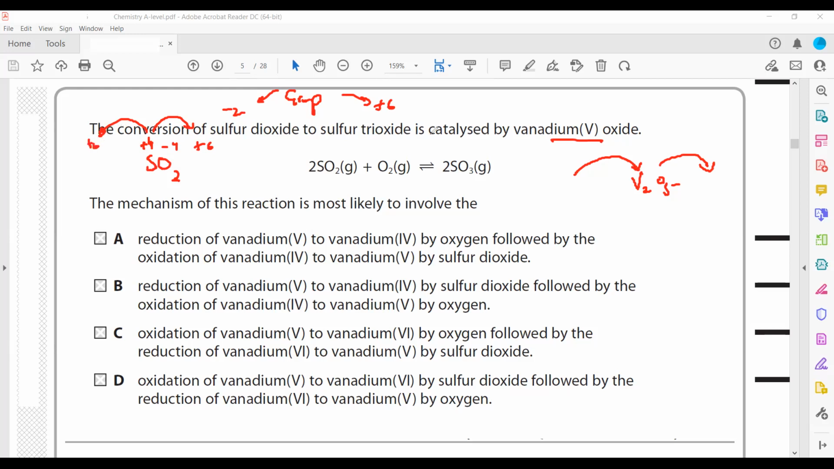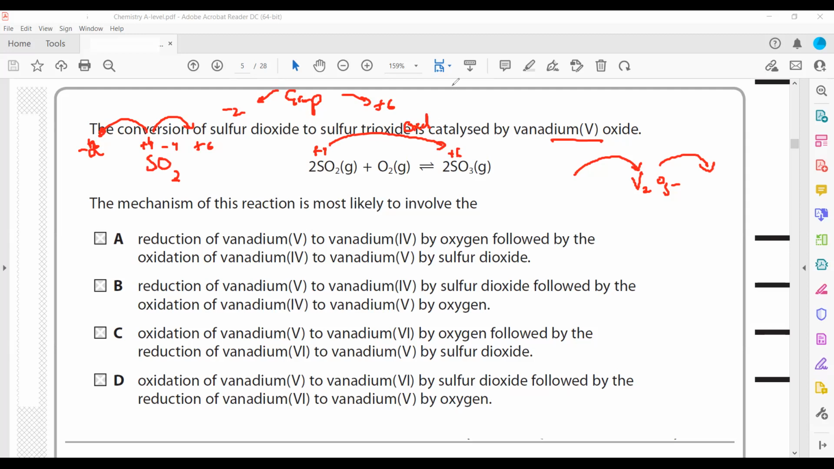But as you can see in the reaction, sulfur is +4 and here sulfur becomes +6. Each oxygen is -2, so 3 oxygens will be -6, so sulfur is +6. So sulfur is +4 changing into +6. So for sulfur, what is happening? It is oxidation.